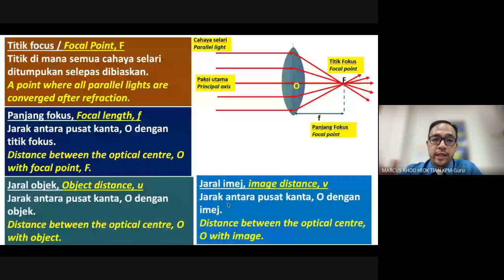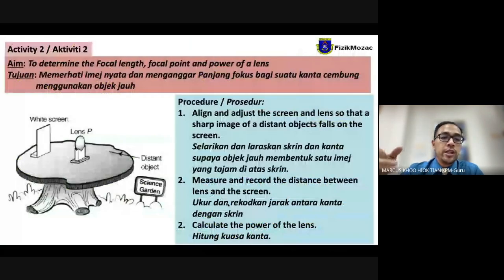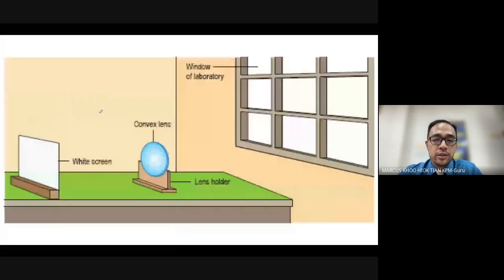When you come back, I hope to do this activity with you all. It's a very simple activity. Just put the lens facing somewhere very far and then see how the image falls on the screen. Something like this. Put the lens, usually a convex lens, because a convex lens is easier to work with.